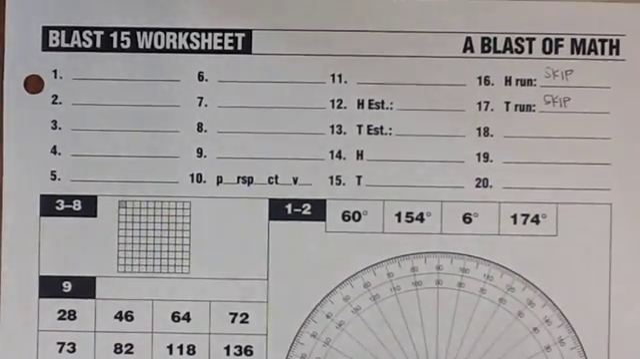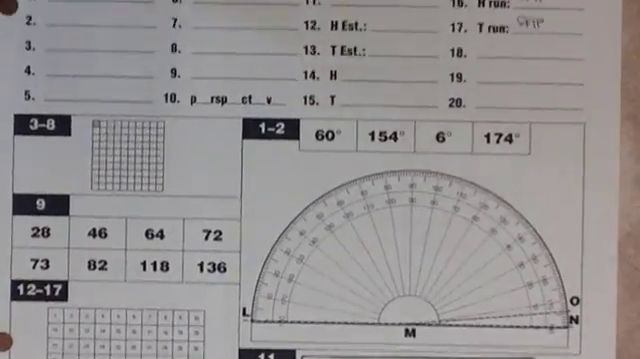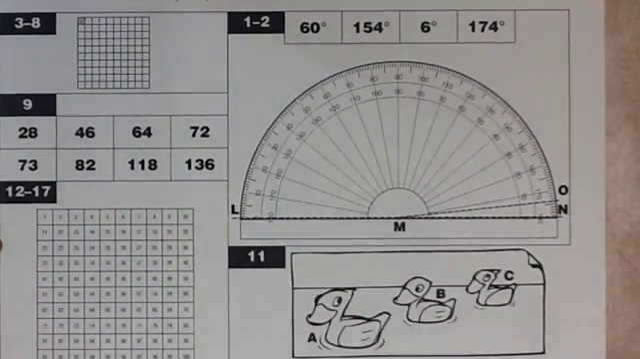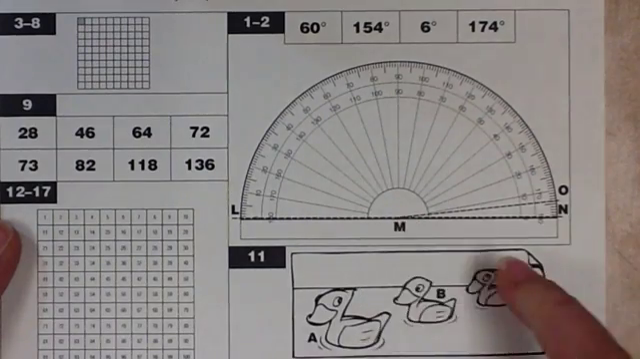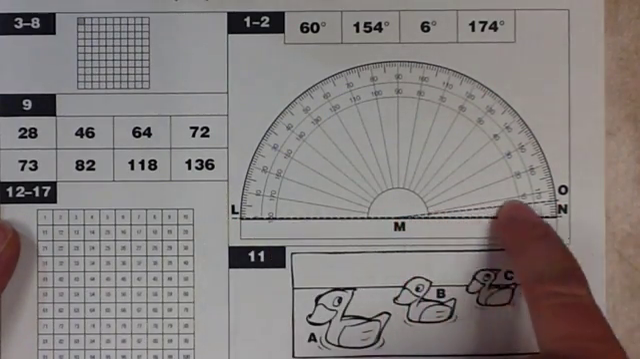Last 15. You'll notice a couple of them say skip. All right. Numbers 1 and 2 are dealing with this. Choose from the angle sizes on your sheet to write the size of angle L, M, O.